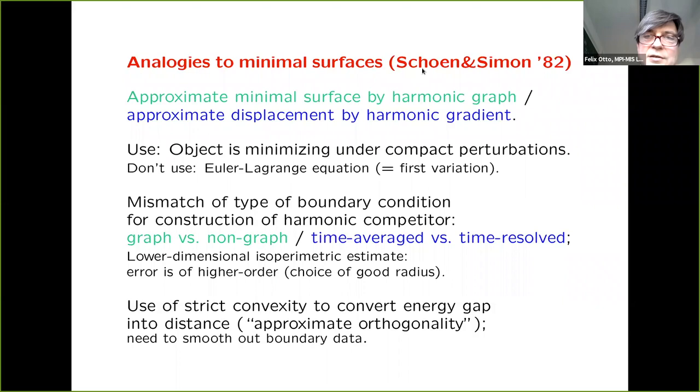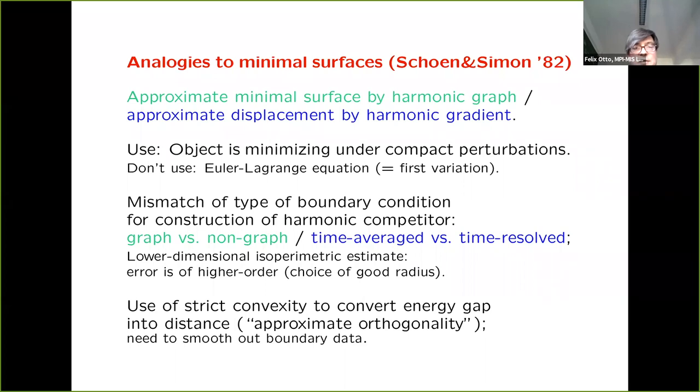Both approaches, at least Schoen-Simon and ours, never use the Euler-Lagrange equation, the first variation of the problem. And if you do this, in both approaches you have a mismatch of the type of boundary conditions when you paste in the harmonic construction. In case of minimal surfaces, that comes from the fact that you don't know a priori that your minimal surface is locally a graph. So you have to paste in some vertical parts, and that costs. And in our case, it's very similar, and I just showed it. You have to make the connection between the time averaged flux boundary conditions, which you have on the side of the harmonic gradient, and the time resolved boundary conditions, which you need on the level of optimal transportation.